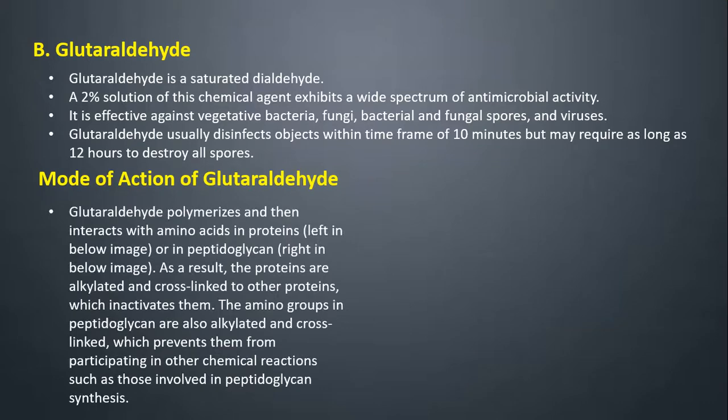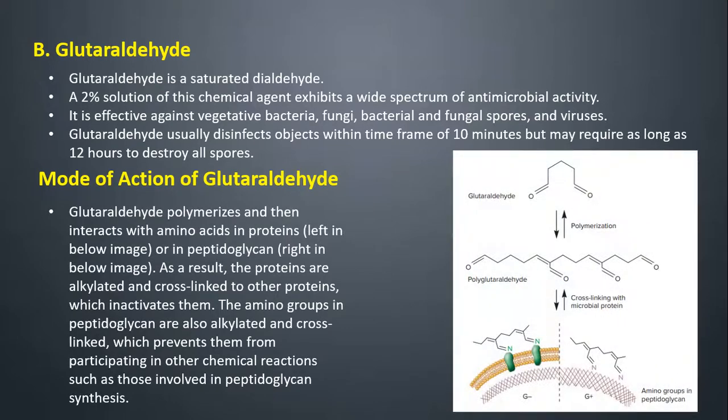Mode of action of glutaraldehyde. Glutaraldehyde polymerizes and then interacts with amino acids in proteins, left in below image, or in peptidoglycan, right in below image. As a result, the proteins are alkylated and cross-linked to other proteins, which inactivates them. The amino groups in peptidoglycan are also alkylated and cross-linked, which prevents them from participating in other chemical reactions such as those involved in peptidoglycan synthesis.